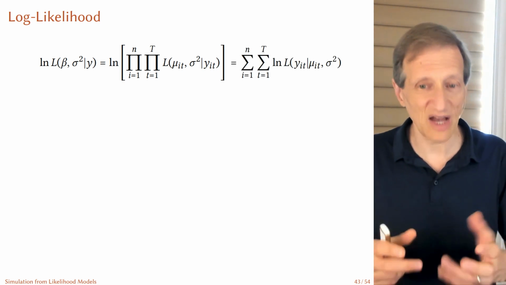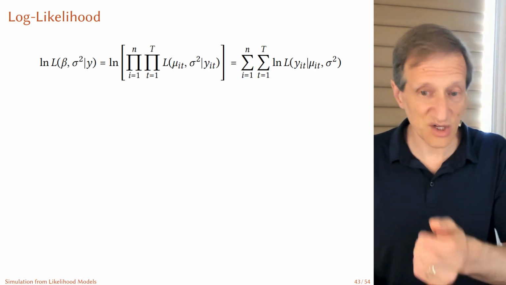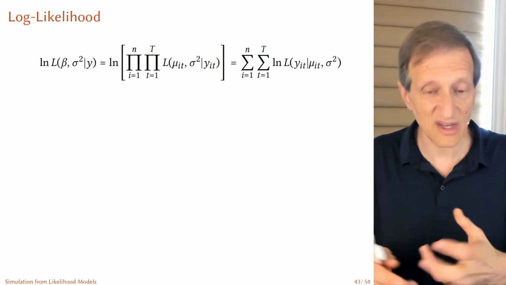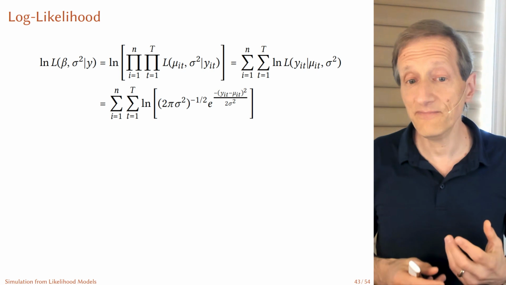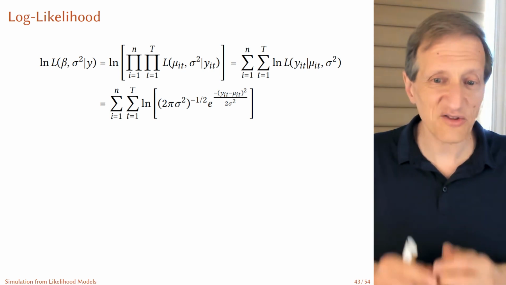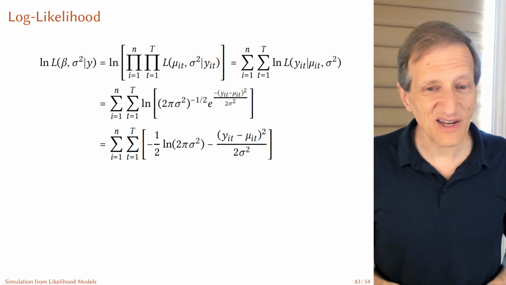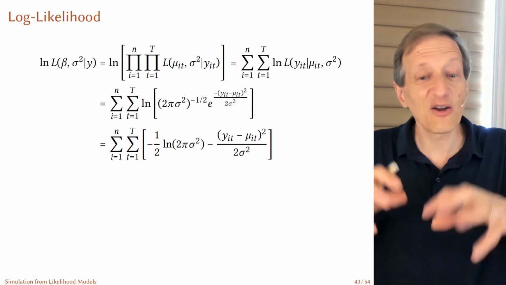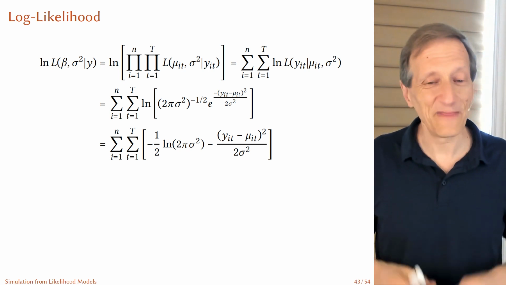So now we have the sum of the log of the likelihood. Now I'm going to substitute in the formula for the likelihood and take the log of it. And that's what we get. We just stuck the formula in there. Now we're going to take the log of the two pieces. And that's the log of the two pieces.